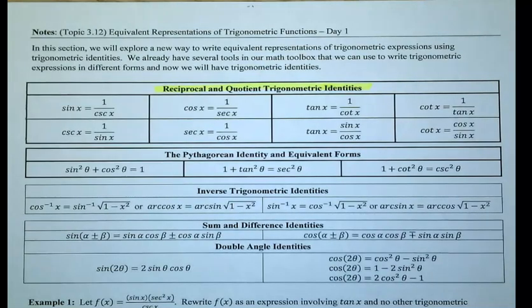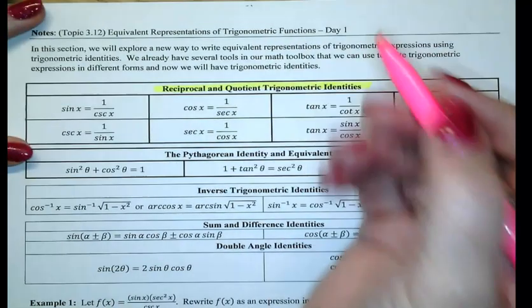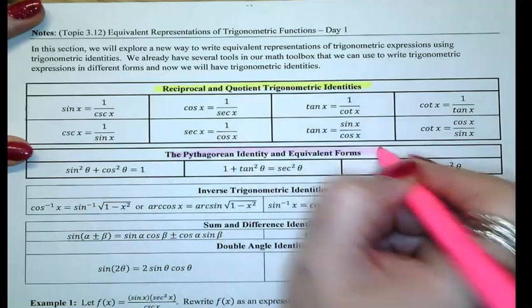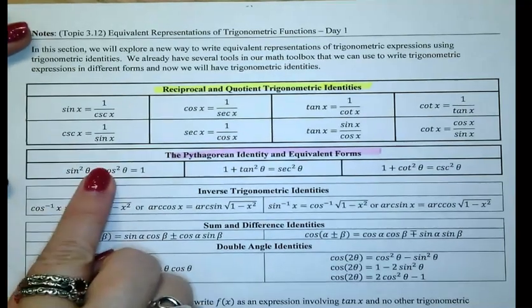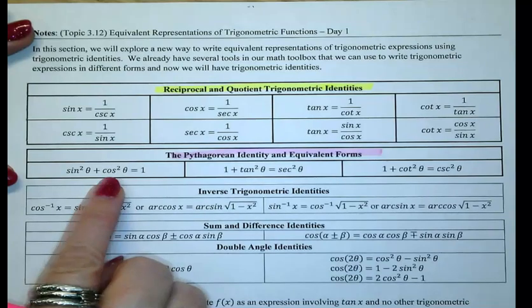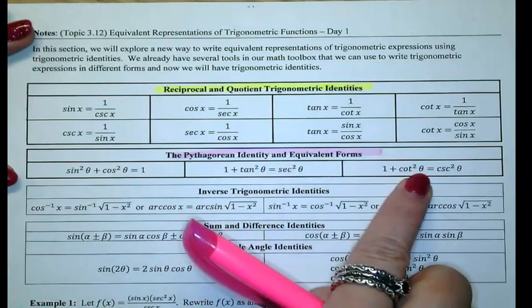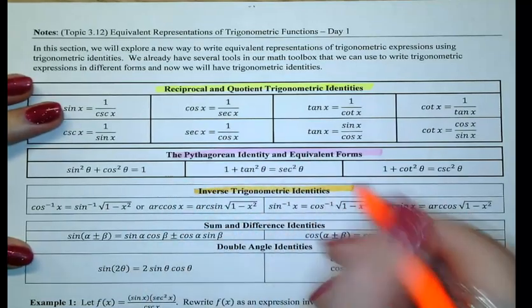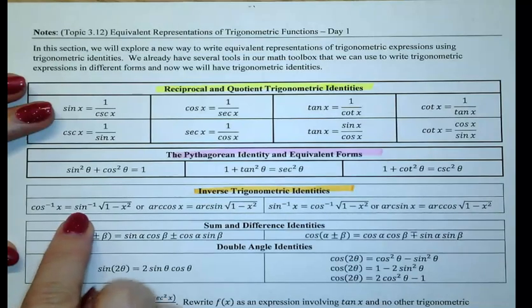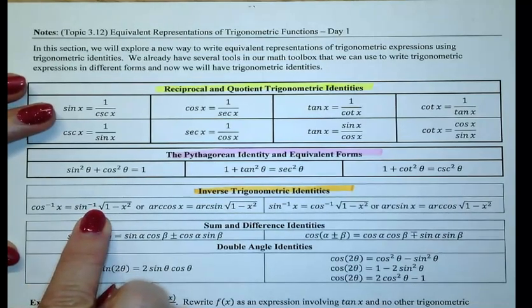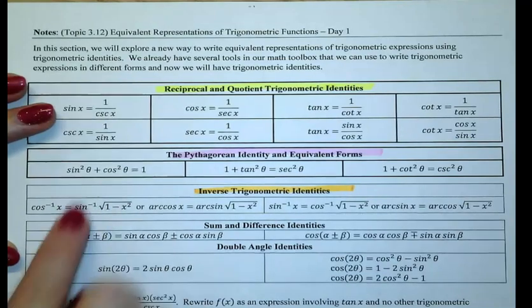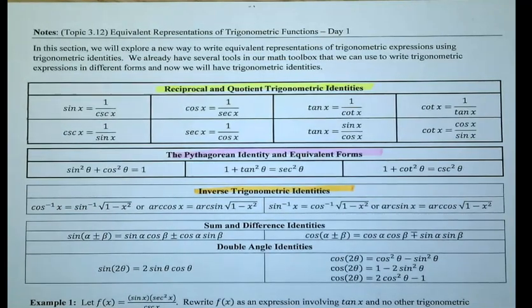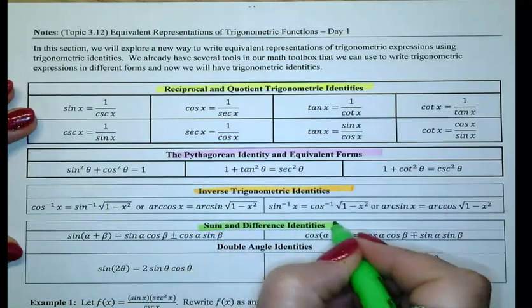The next set of identities we're going to look at is the Pythagorean identities and their equivalent forms. We think of the Pythagorean identities as having three different ones. This is the main one, and then we can derive and rewrite it to get a Pythagorean identity with tangent and a Pythagorean identity with cotangent. We also have inverse trig identities, which we're introducing today: cosine inverse of x equals sine inverse of the square root of 1 minus x squared. You will see more references to things like this in calculus next year if you decide to take calculus. We also have sum and difference identities here.